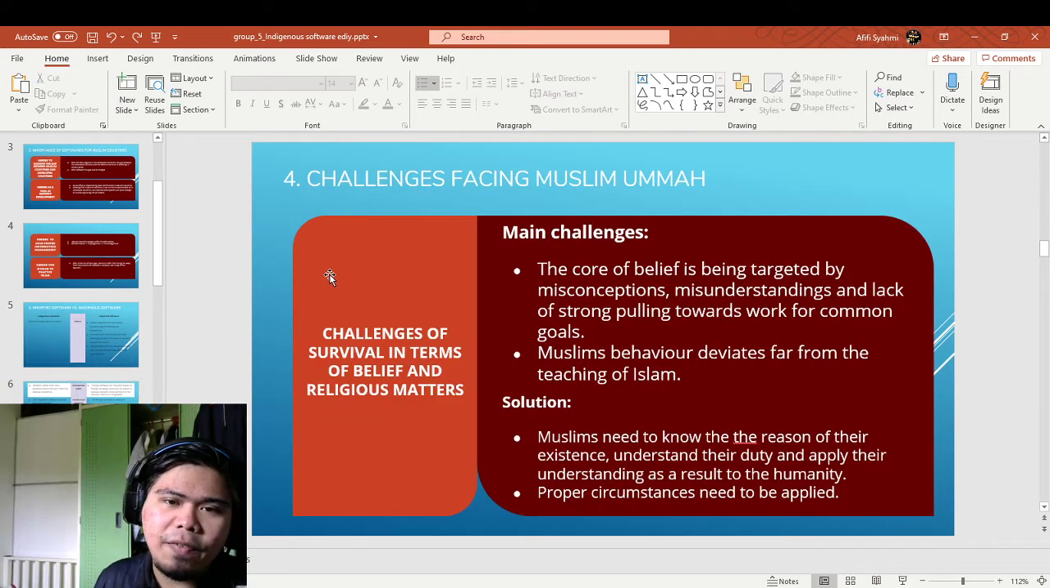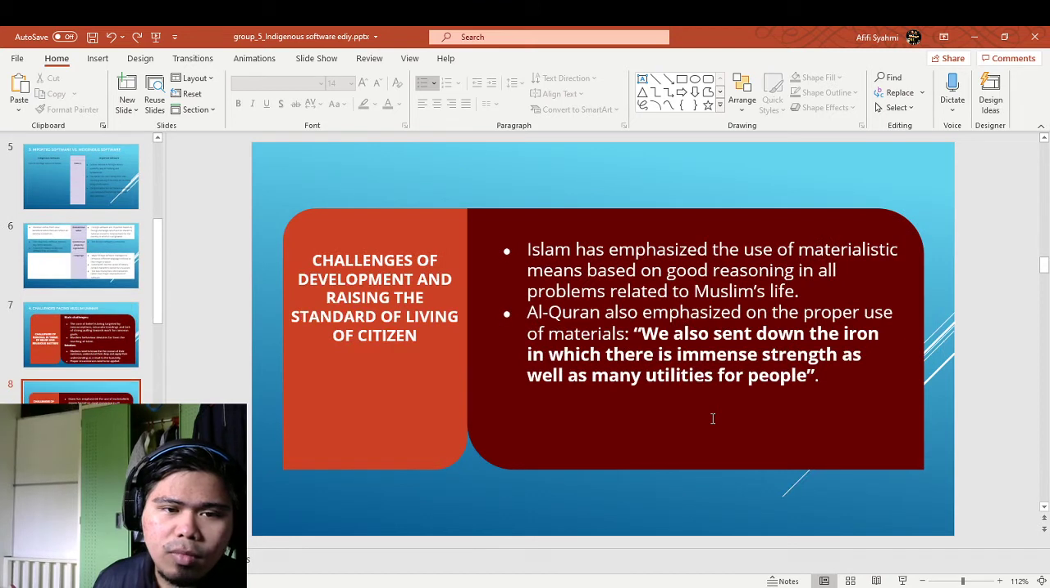Okay, next is challenges faced by the Muslim Ummah. The first challenge is that the core beliefs are being targeted by misconceptions and a lack of strong pull toward work and goals. So their behavior deviated far from the teaching of Islam. That is why Muslims need to understand their duty and apply their understanding. Next, in the challenges of development and raising the standard of living of citizens, Islam emphasizes the use of materialistic means based on good reasoning in all problems related to Muslim life.